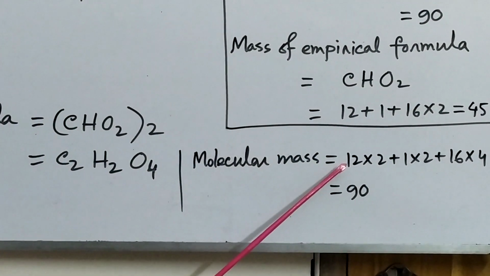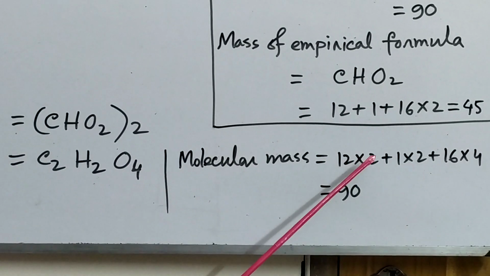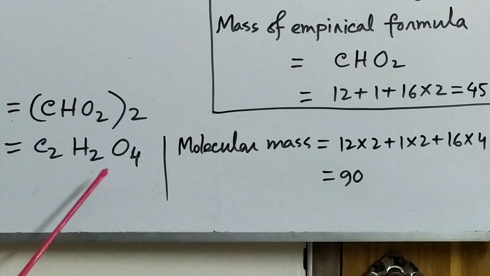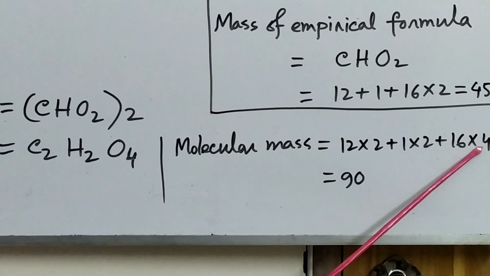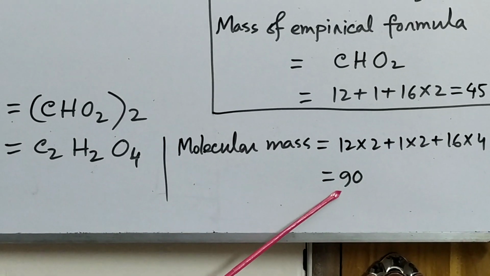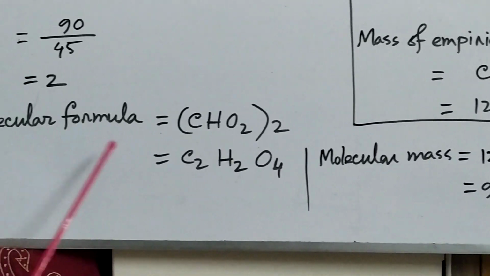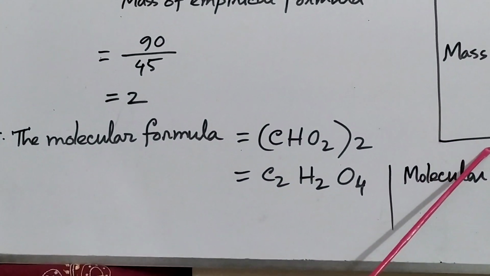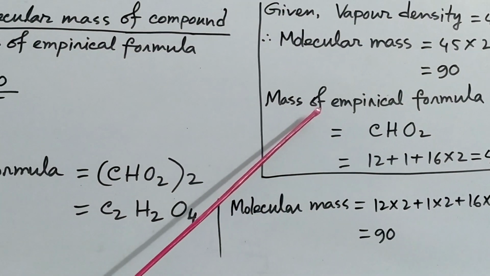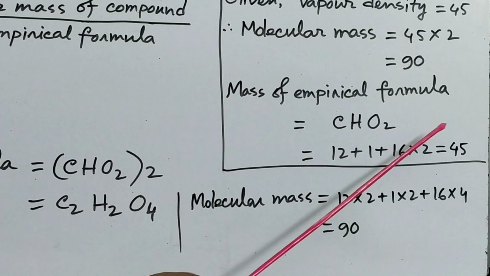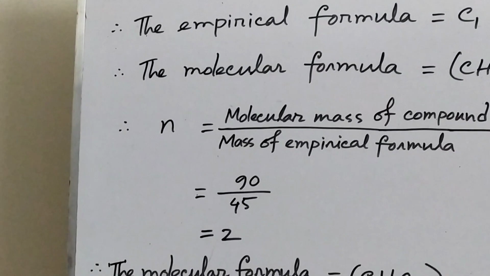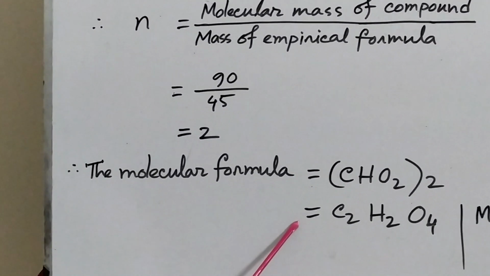Carbon atomic mass 12 multiplied by 2. Hydrogen atomic mass 1 multiplied by 2. Oxygen atomic mass 16 multiplied by 4. Now if we add all, then we will get 90. So the molecular formula is C2H2O4 and the molecular mass is 90. I have just shown that it is correct. The empirical formula is CHO2 and its mass is 45. Our question was to find the molecular formula, and we solved it.